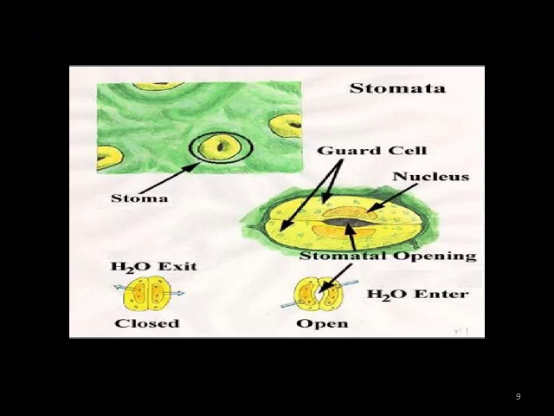In this slide, you can see the structure of stomata. In their structure, two guard cells are present. Guard cells contain chloroplast and their nucleus, and the stomatal apparatus. They control the gaseous exchange. When H2O enters, the guard cells open. When H2O exits the stomata, these guard cells are closed.